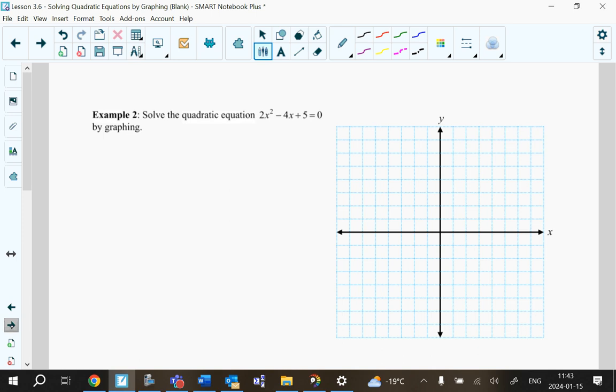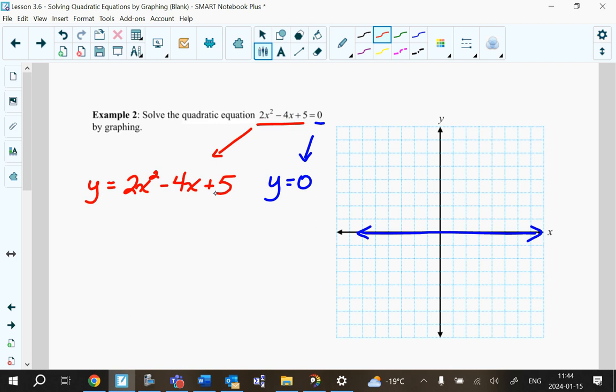I'm going to use 2 different colors. The right side of the equation is always going to be the same. The right side of the equation is going to be y equals 0, which is going to be the horizontal line on the x-axis. So we're already halfway done. The right side will always be the same. The left side is going to be a parabola. So we want to graph, toss a y in front of it: y equals 2x squared minus 4x plus 5.